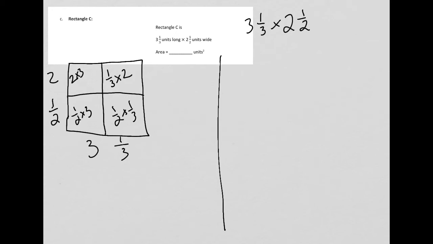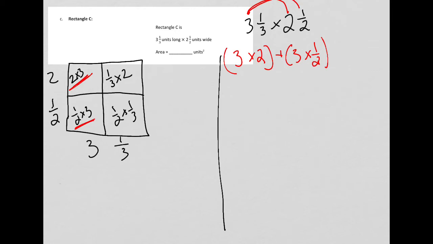So I'm going to say, okay, I've got a 3, and I'm going to multiply this 3 by a 2. I'm also going to multiply this 3 by a 1/2. So I need to have 3 times 2 plus 3 times 1/2. Do you see these 2 equations in our area model? Wait, no, that's the wrong one. There's the 3 times 2, and here's my 3 times 1/2.